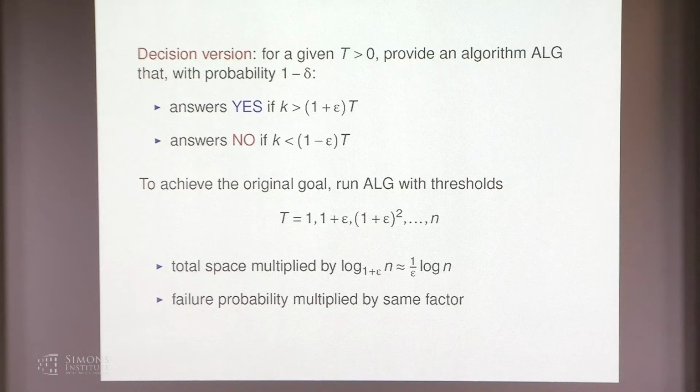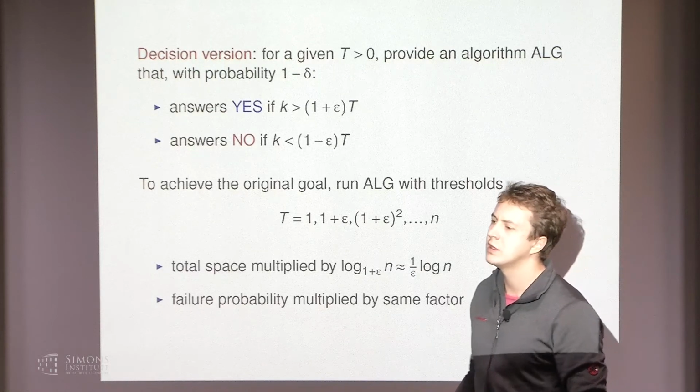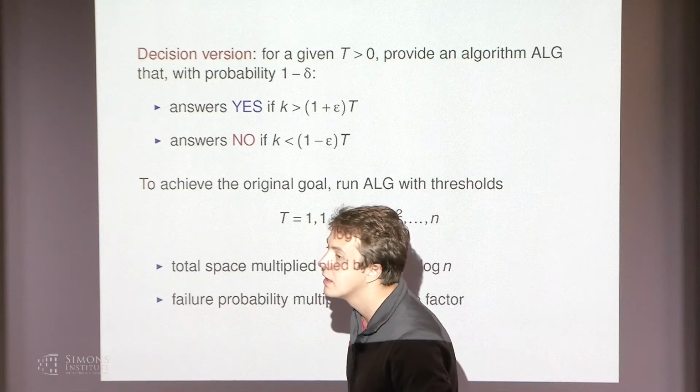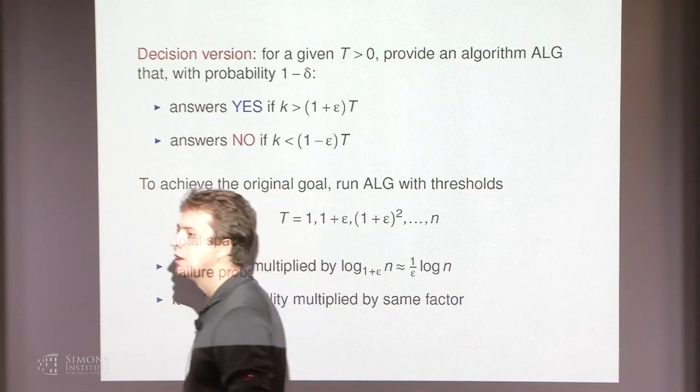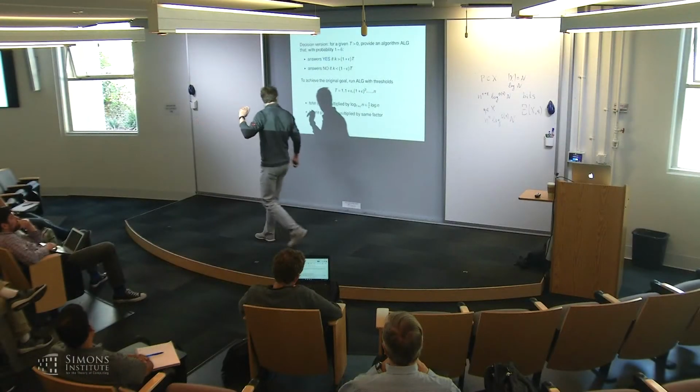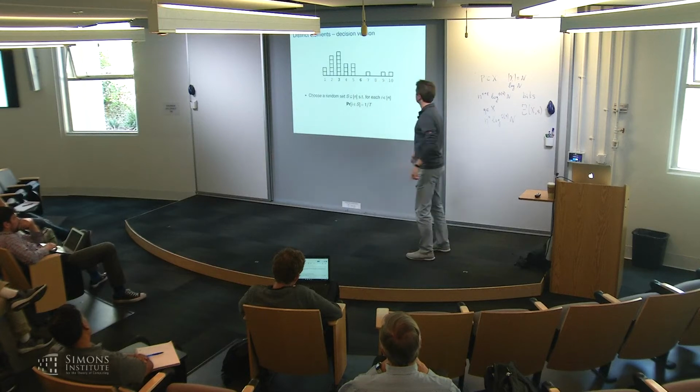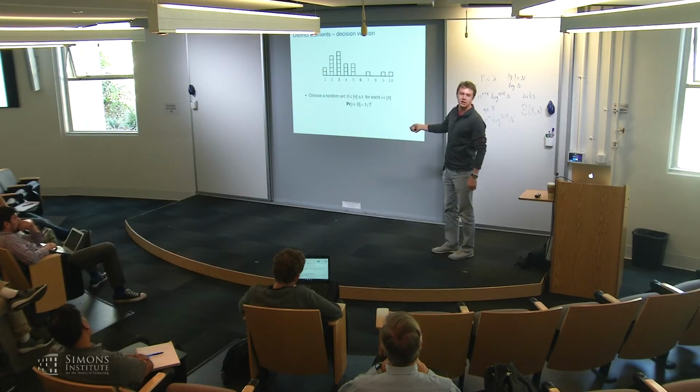Yes? Is there a way to get a randomness efficient version of this? Say again? Is there a way to limit the number of random coins you need to use? Oh, yes. Good. Thank you. So here, of course, I said let's choose a uniformly random set S.